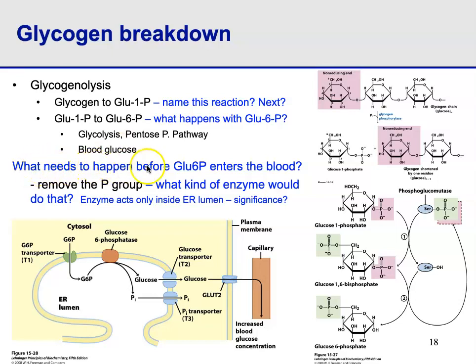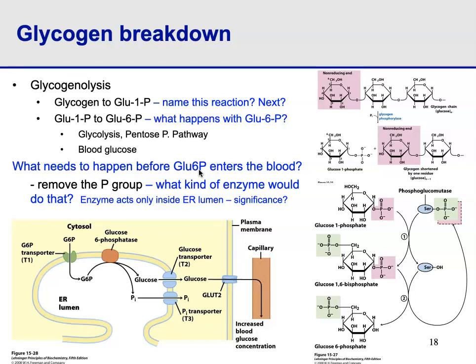Alright, but what needs to happen to glucose 6-phosphate before it enters the blood? I want to remind you again of the glucose transporters on the cell membrane. They're passive transporters, and they only allow glucose to pass. Remember, one of the reasons glucose is phosphorylated immediately after it enters the cell is to prevent it from coming out through that passive transporter if the concentration falls on the other side.